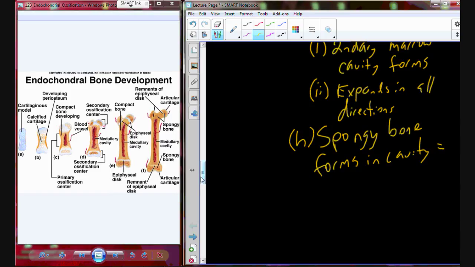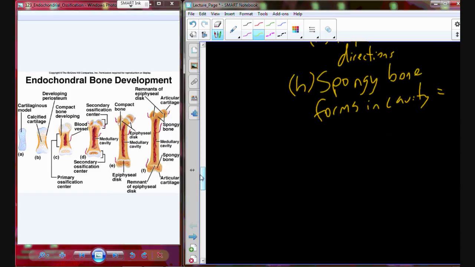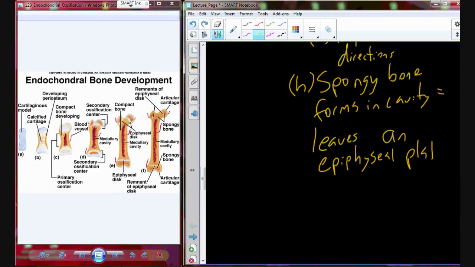So spongy bone forms in the cavity, but it doesn't expand into one portion of the area at the end of the bone. And so we leave this remnant called the epiphyseal plate. And in all reality, this epiphyseal plate remains really, really active, and it is going to accommodate our bone growth. And so that's what you can see here. This is basically where we've made it to. This would be the adult bone.